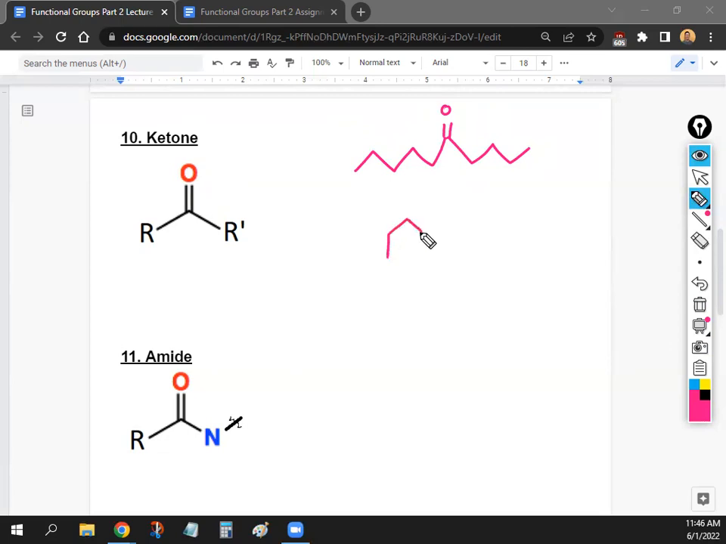So that might be one example of a ketone. You might also see it in a carbon ring. So you have a carbon ring, and then you have one of the carbons double bond with an oxygen. So either of these would be your ketone.